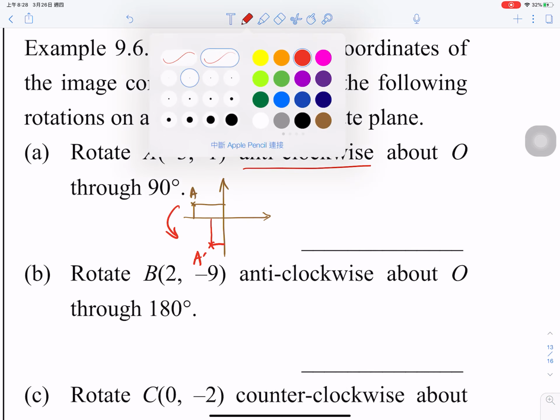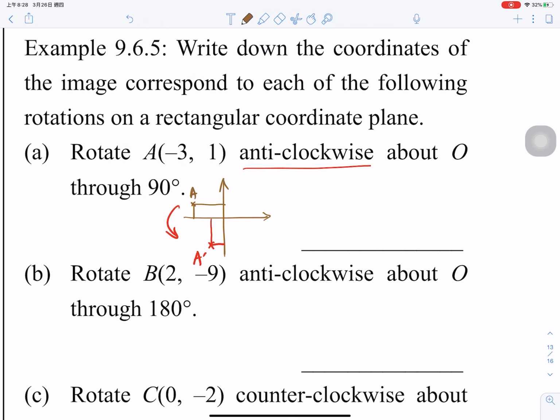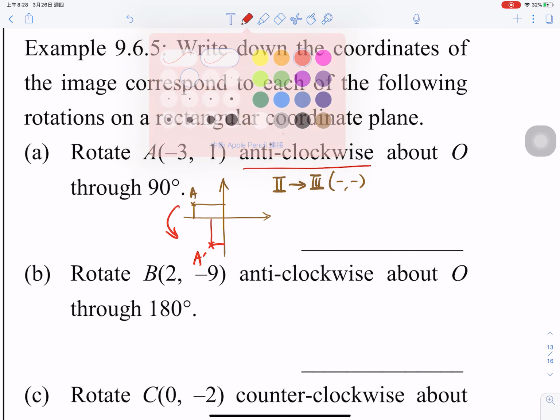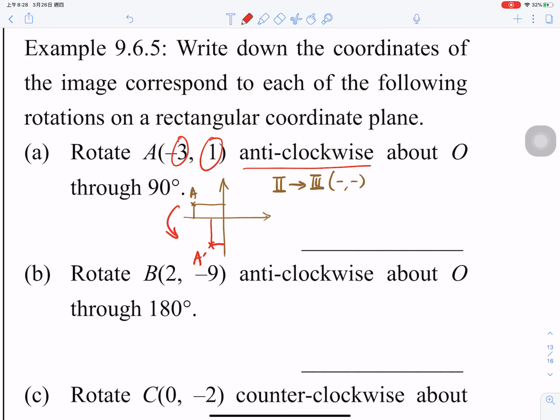So what happened? From quadrant 2 to quadrant 3, right? And quadrant 3 is negative, negative. And the length and the width of the rectangle should change to 1, 3, and both negative values in quadrant 3. So the answer for A is -1, -3.